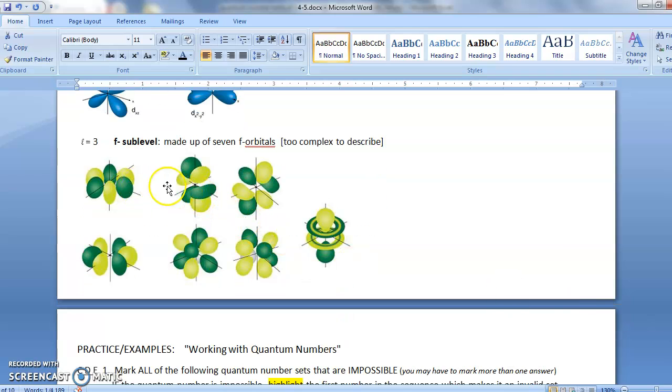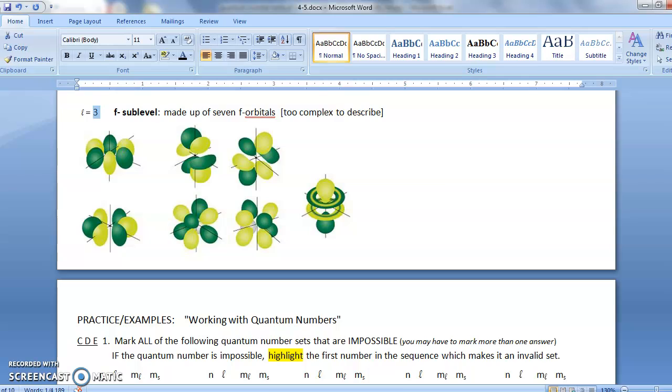Here are the f's, 1, 2, 3, 4, 5, 6, 7. When the second number is a 3, you are on the f sublevel. There are 7 f orbitals, very difficult to describe their shape. How do I know there's 7? Because the third number goes from -3 to +3. -3 to +3 is 7 numbers. Or you can take that second number times 2, 2 times 3 is 6, and add 1 to it.